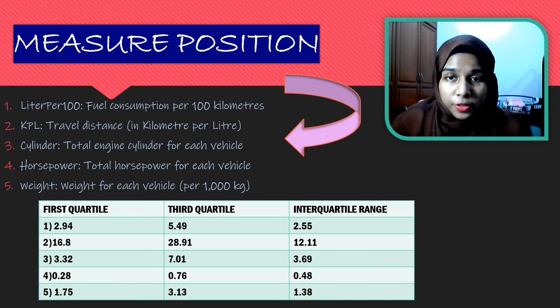In addition, for the measure of position section, the table shows the first quartile, the third quartile, and the interquartile range calculated based on the 5 sectors, where fuel consumption per 100 kilometers shows a first quartile of 2.94, a third quartile of 5.49, and an interquartile range of 2.55.